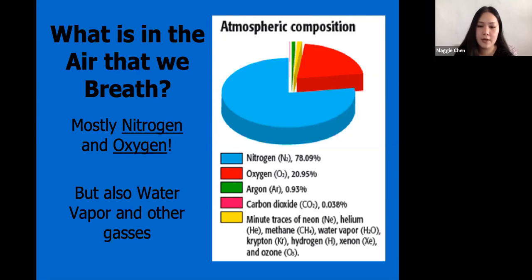And then we have oxygen too, which makes up around 21%. But also we have minute traces of water vapor and other gases. So water vapor, and things like helium, methane, hydrogen, and all of that, that's also in the air that we breathe. It's interesting to think about because water vapor has a lot of effects on our temperature.